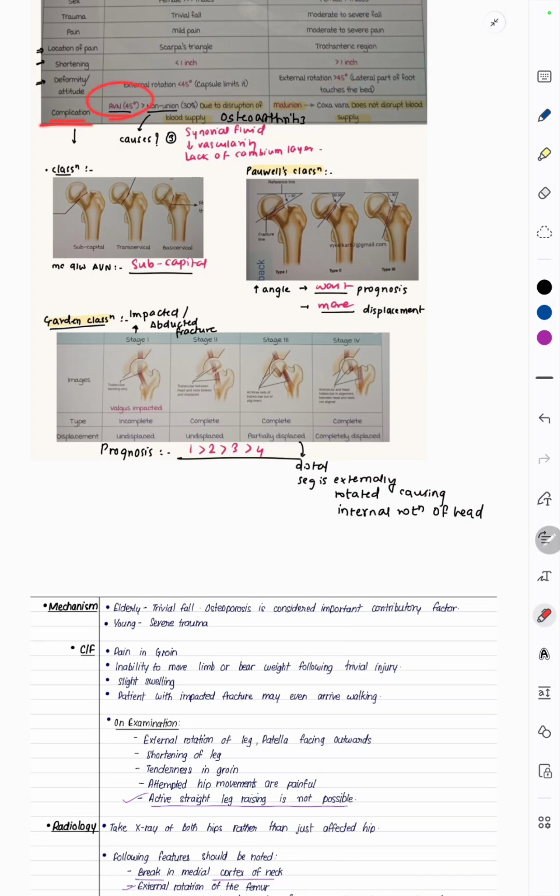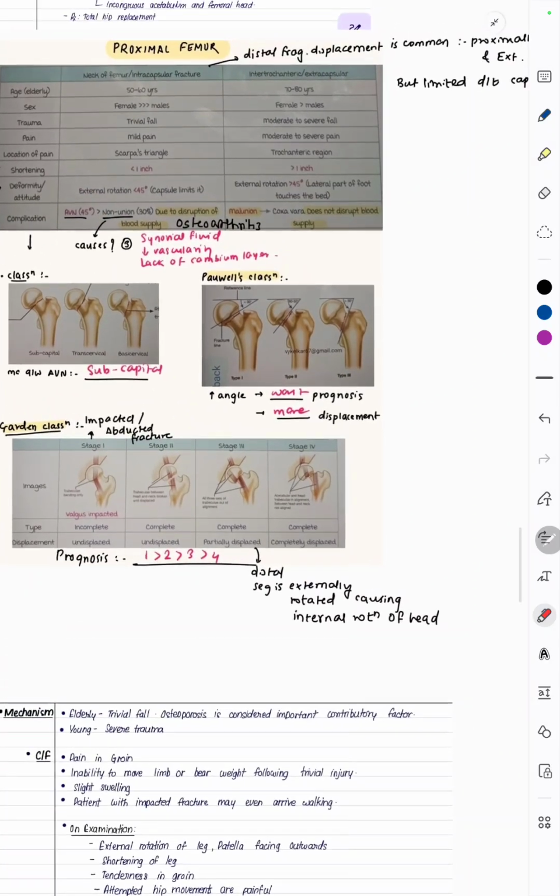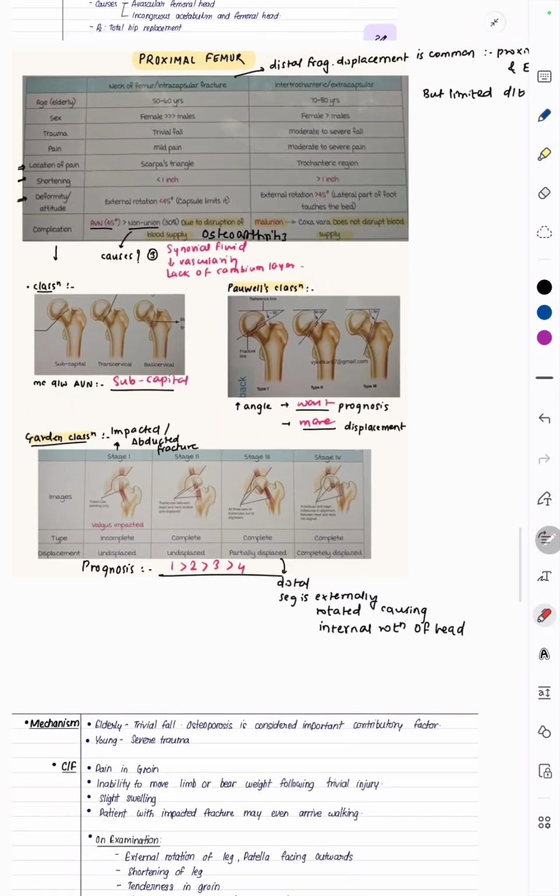Then the complications: avascular necrosis and non-union are more common. Apart from that, osteoarthritis is a late complication, while in intertrochanteric fracture, malunion leading to coxa vara is a complication. What are the causes of non-union? The causes of non-union are the lack of a cambium layer, the presence of synovial fluid, and decreased vascularity.